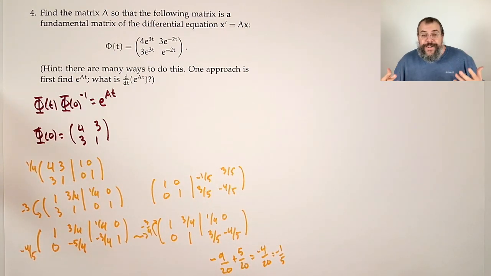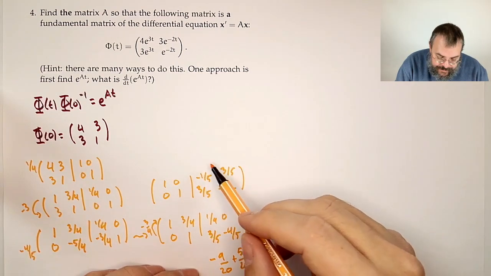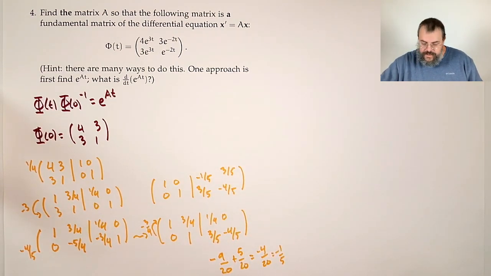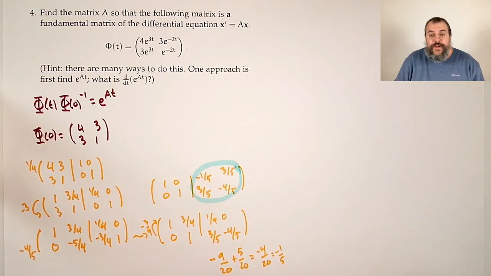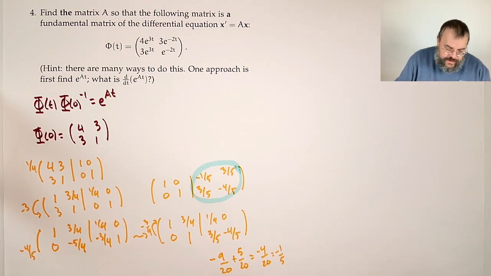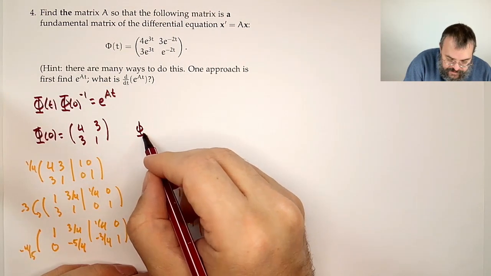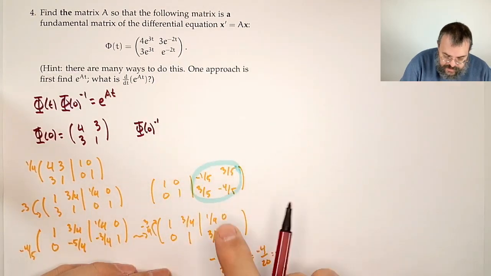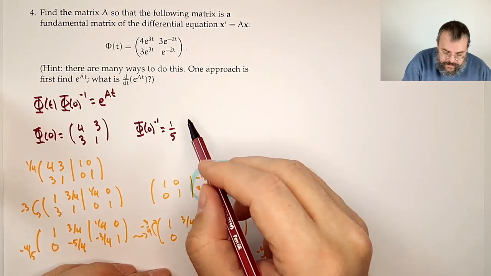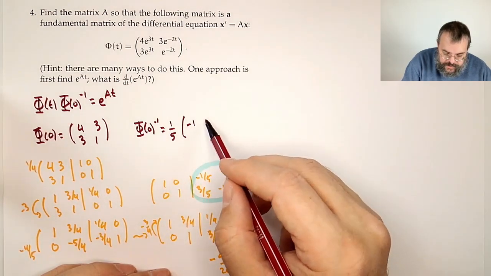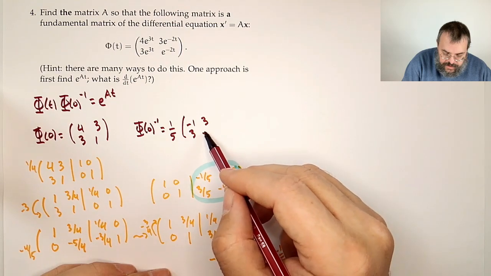Now, what does all of this tell us? This part right here, let me use a different color. This is the inverse matrix that we're after. So, our punchline here is we have the following. Phi 0 inverse, well, everything has a 1/5, so let's go ahead and pull that out. And then we'll have minus 1, 3, 3, minus 4.